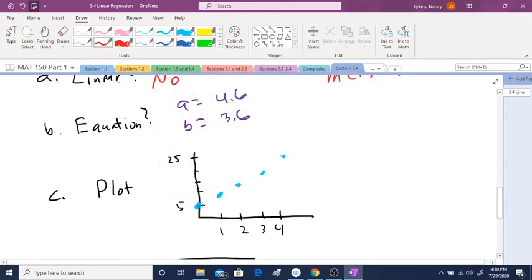I'm just going to show you, I want to connect these. So it's not a straight line. It's close, but it's not a straight line.